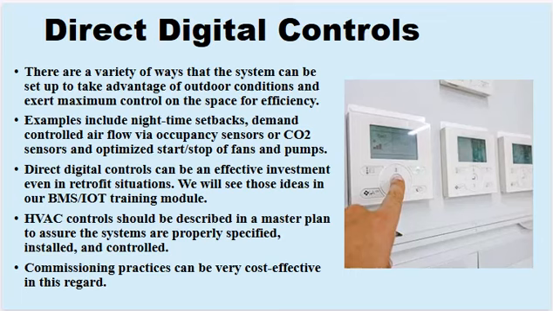Direct digital controls offer a variety of methods to optimize HVAC system performance and efficiency by taking advantage of outdoor conditions and precisely controlling indoor space conditions. Examples include nighttime setbacks, where temperatures are adjusted during off-peak hours, demand-controlled airflow using occupancy or CO2 sensors, and optimized start-stop operations for fans and pumps based on system needs. Even in retrofit situations, direct digital controls can provide significant benefits. These concepts will be explored in detail in the BMS by IoT training module.